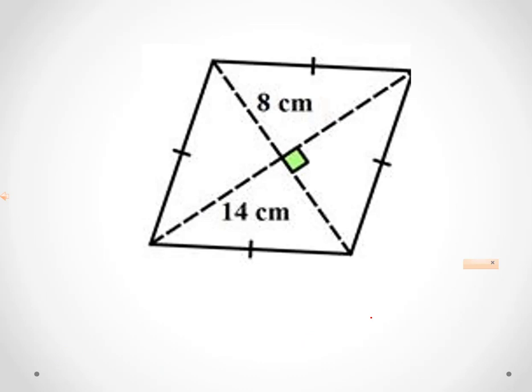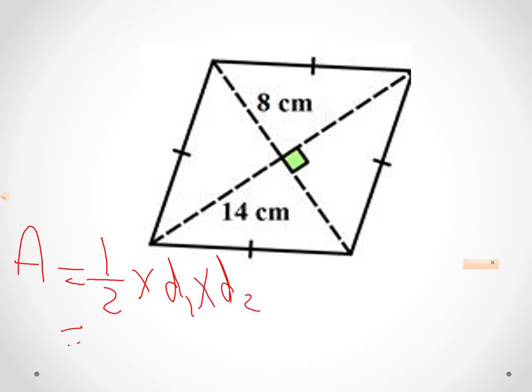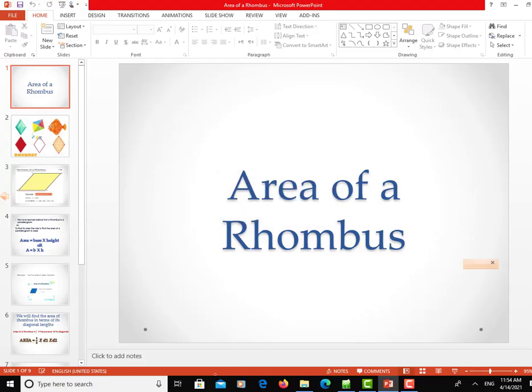Let's see another rhombus. This rhombus here, we have the length of the diagonals. So we write the rule of the length of the diagonals. Area equals half by D1 by D2. So the area of the rhombus equals half by 8 by 14, and then we get the result in centimeter square.